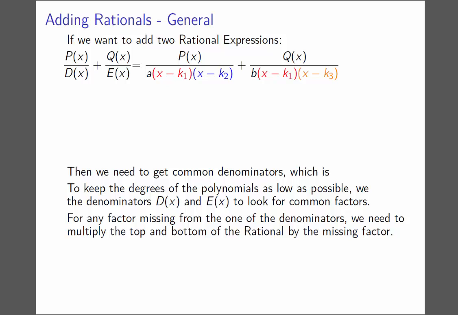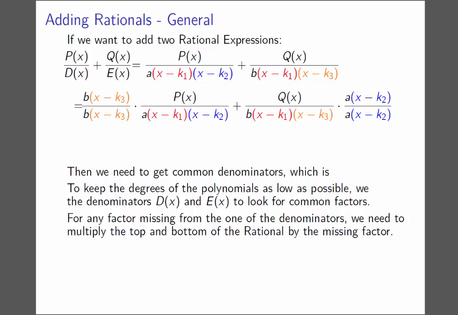For example, we have a times x minus k2 in our first rational, but not in our second one. While in our second rational, we have b times x minus k3 that aren't factors in our first rational. So we can multiply the first rational by b times x minus k3 over b times x minus k3, which is just 1, and our second rational by a times x minus k2 over a times x minus k2, which again is just 1. Notice that since x minus k1 shows up in both of our rationals, we don't need to multiply our denominators by that factor.